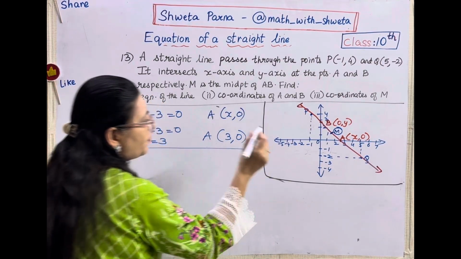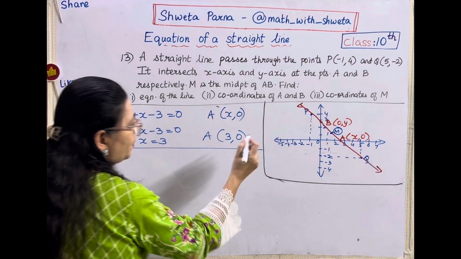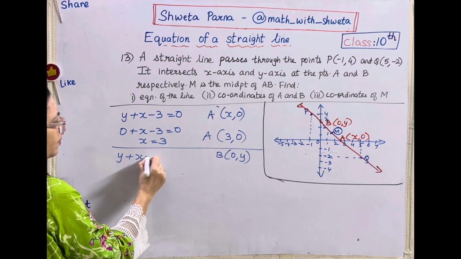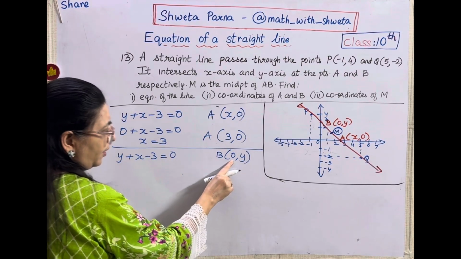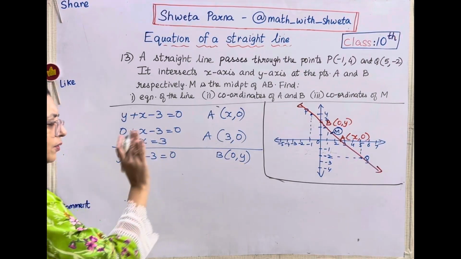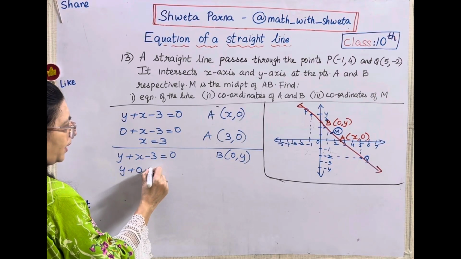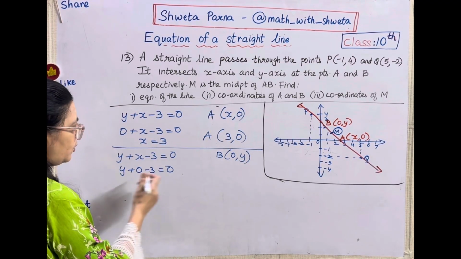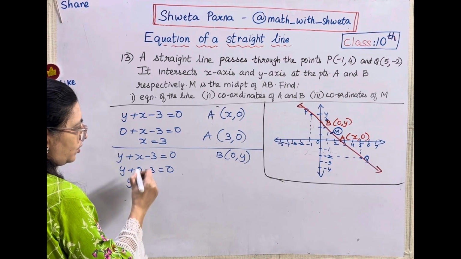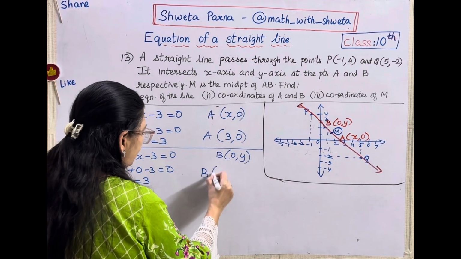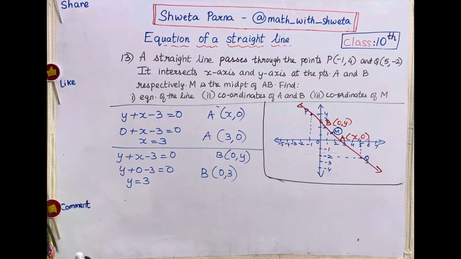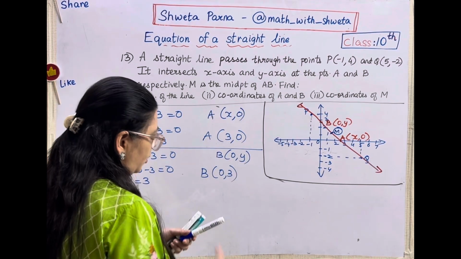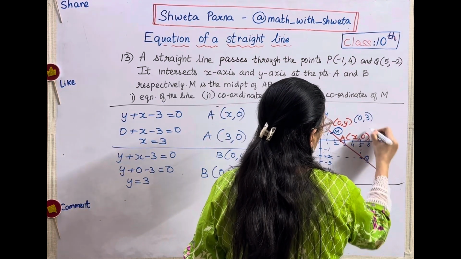Now in the same way, you will find the coordinates of point B. B is (0, y). And what is the equation? y plus x minus 3 is equal to 0. In place of the x coordinate, put 0, and the y coordinate would be y. So y plus 0 minus 3 is equal to 0. 0 minus 3 is minus 3. When you transpose it to the other side, it becomes y is equal to 3. So the coordinates of point B are (0, 3). Yes, this one is clear. Let's go to the third sub question. So here I can write B as (0, 3) and A as (3, 0).